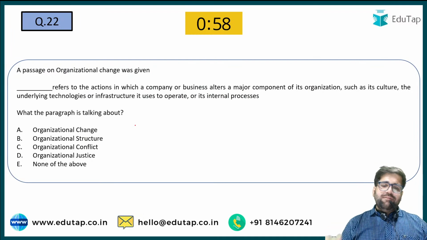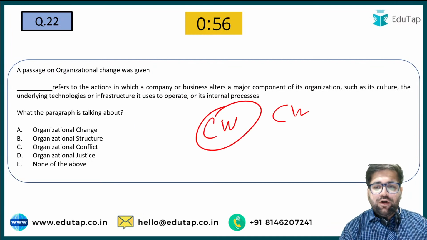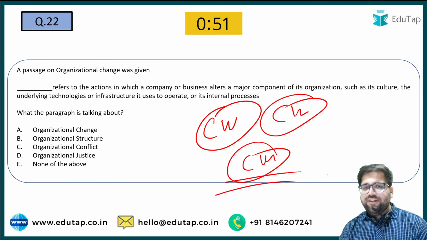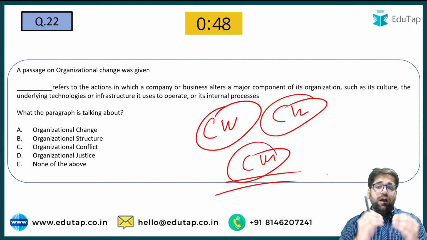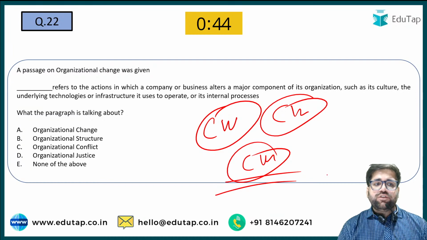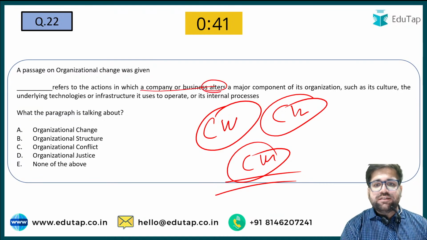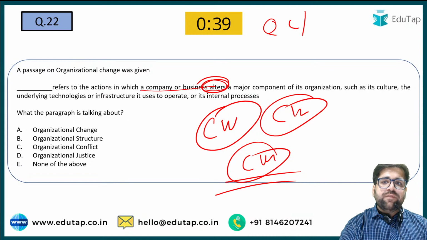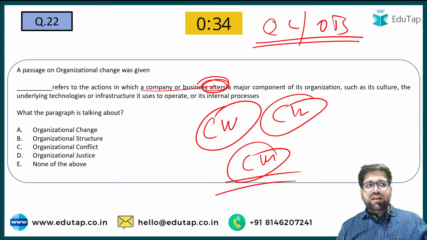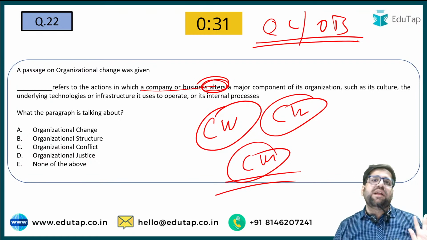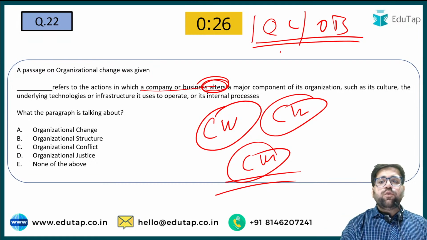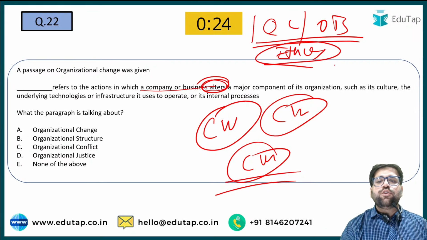Question number 22. Again, I would say cakewalk, and again cakewalk. Nothing much to discuss. You just have to understand the definition, and how you can eliminate certain options. Dash refers to the action in which a company or business alters. Again, I have told you OC and OB. These two are the new pillars of the RBI Grade B syllabus. Earlier it was motivation, communication, leadership, or general management. But now RBI is shifting its goalposts. They are coming to OC, OB, and you can also say ethics. But ethics right now is in the launch stage.